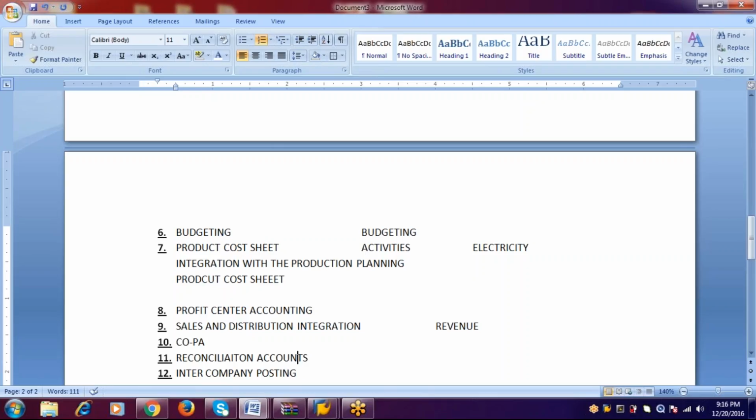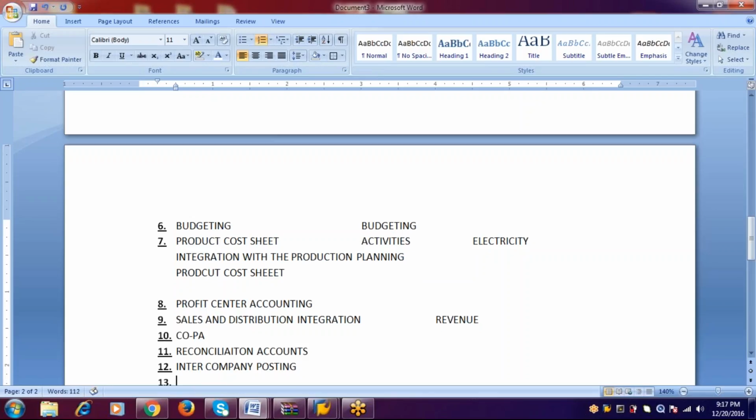That means I am having the money, and in my group there is another company code which is not having any money. In this situation, I am paying their expenses from my money. In between those company codes, how will the reconciliation be done? Whatever transactions happen are called intercompany postings, and in between those two, it is called reconciliation accounts.